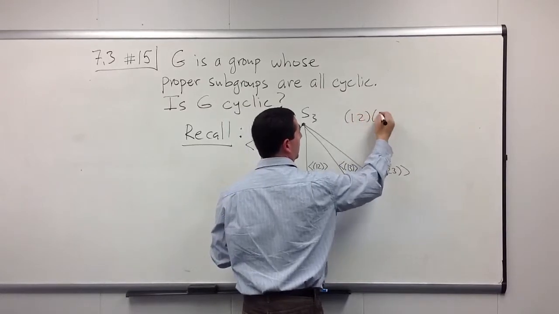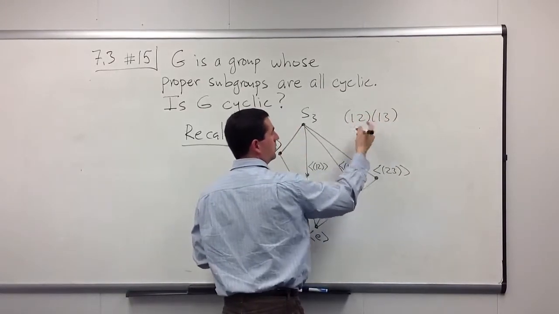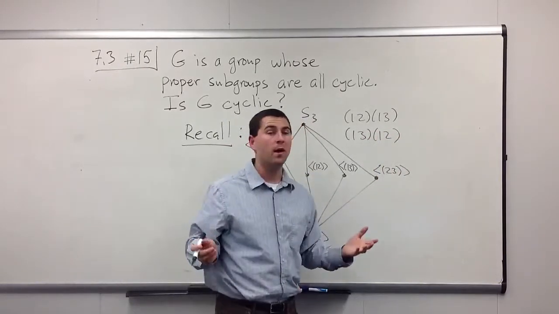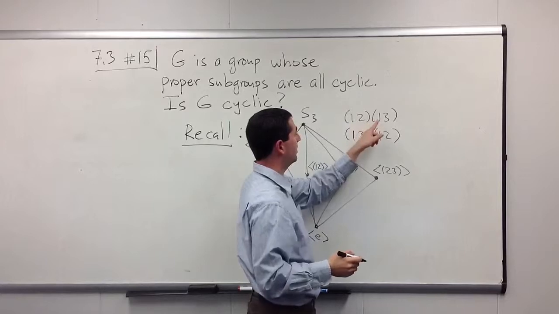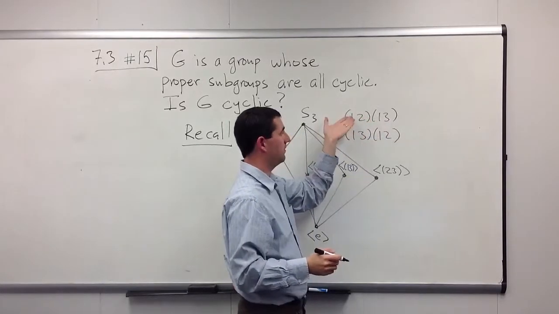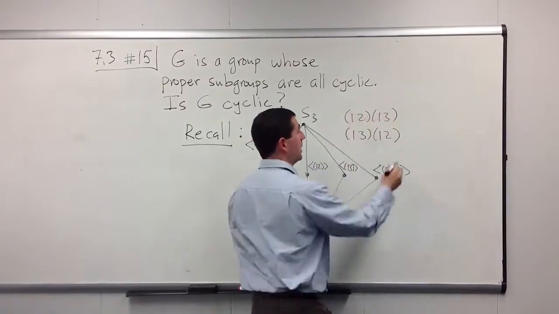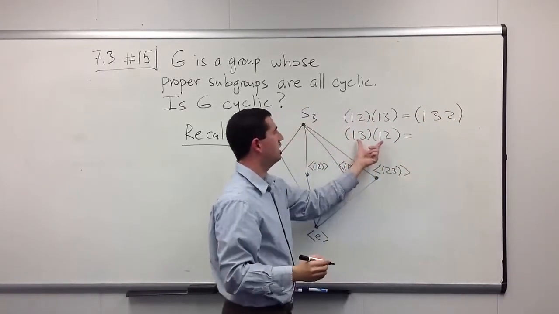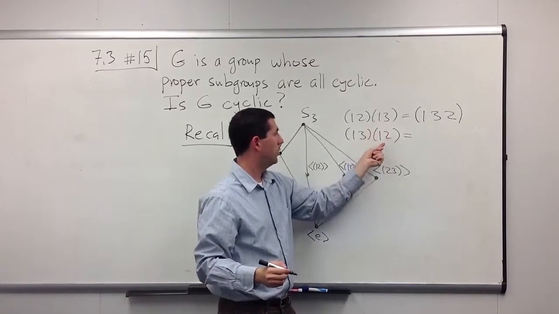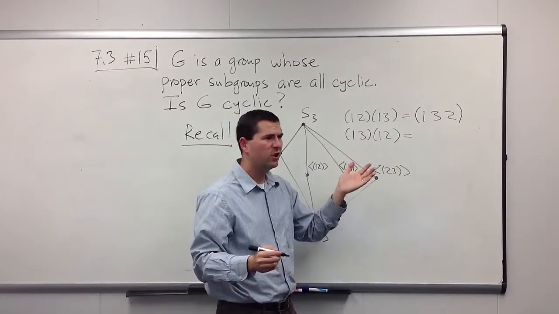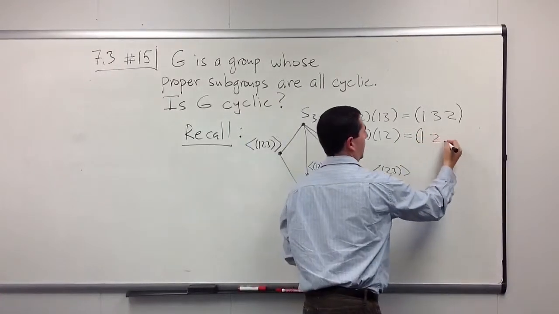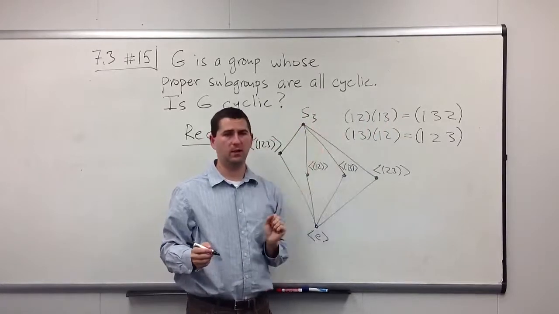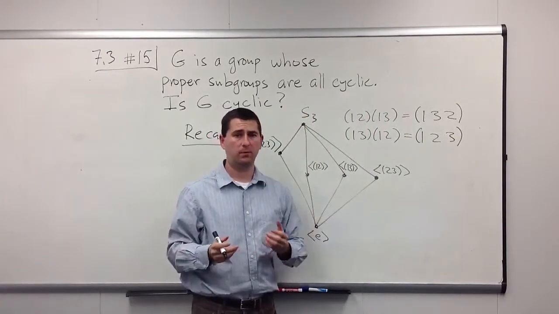What happens when I apply, say, the permutations (1 2) and (1 3), or the permutations (1 3) and (1 2), to the number 1? In the first case, 1 goes to 3, and then 3 is fixed. So this sends 1 to 3. In fact, the product of these two is (1 3 2). How about the other one? It sends 1 to 2, and then 2 is fixed. So 1 actually goes to 2. And in fact, the product of these is (1 2 3). It's not the same. S3 is not an abelian group. And so it can't be a cyclic group.